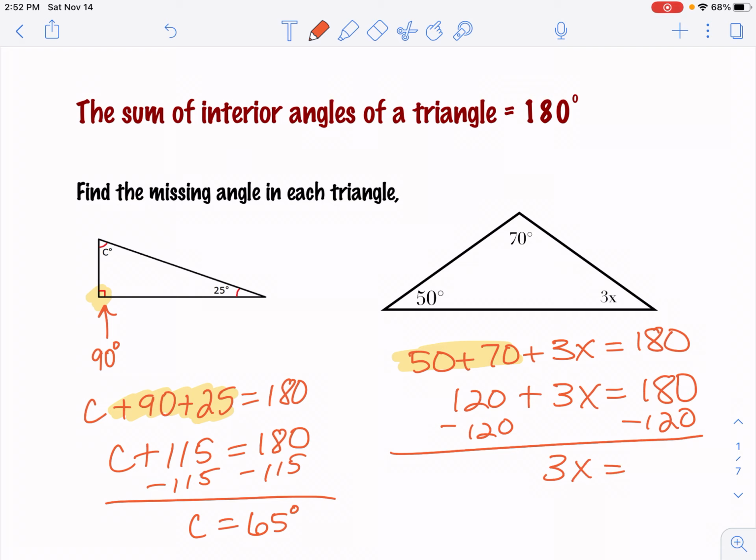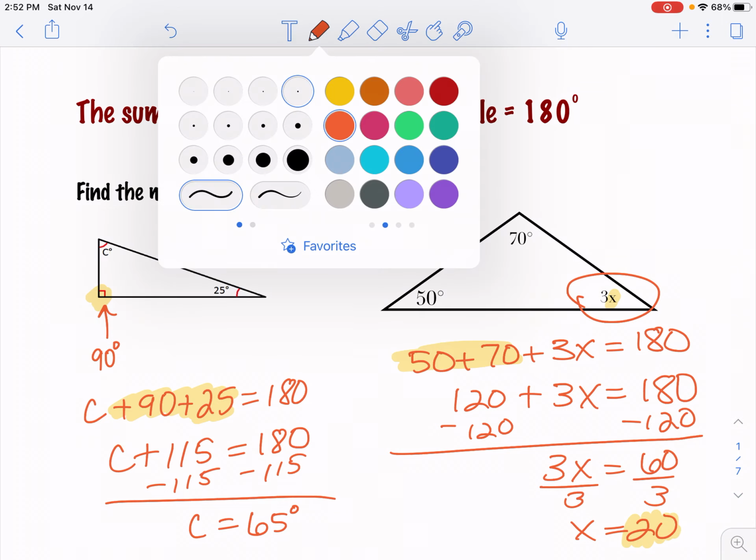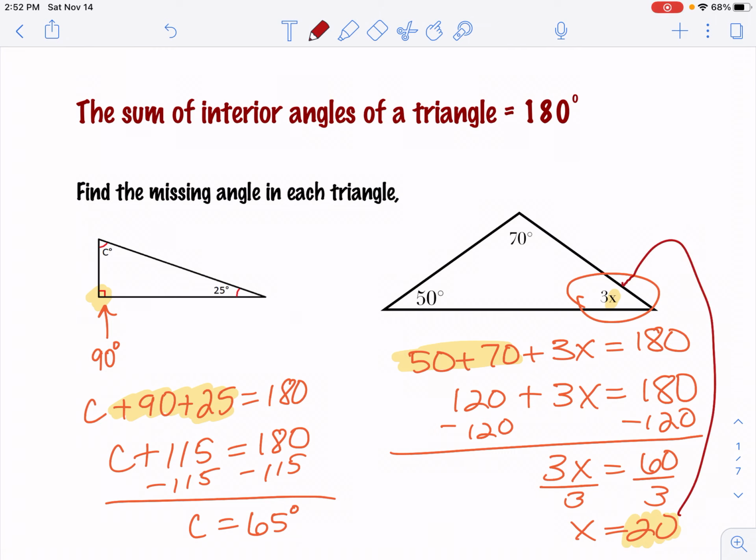Once I find x, I have not found the missing angle because as you can see in the picture above, the missing angle is not just x, the missing angle is 3x. So then I need to substitute this value back into that algebraic expression to find out what that missing angle is equal to. 3x is telling me to take 3 times the value of x, which we discovered to be 20. So that means that this missing angle is equal to 60 degrees.